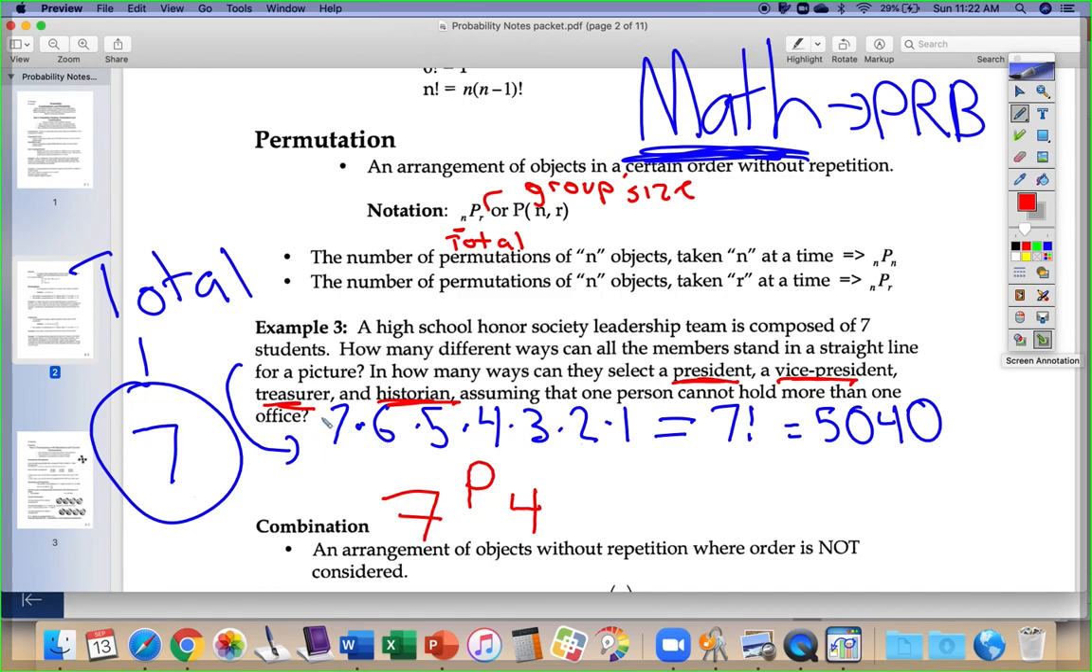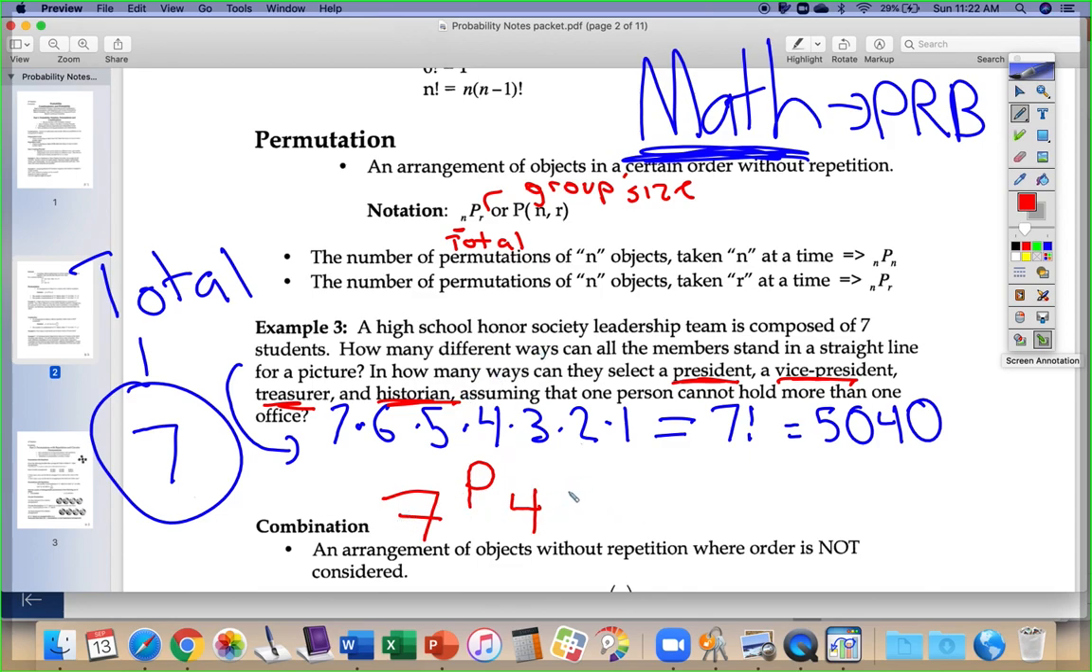What we did here was picking one at a time. Now we're saying from 7 total people, how many ways can you assign 4 roles? Why does that matter? Because once someone gets president, they can't be the vice president. So you're picking 4 at one time. But what it also means is the president, vice president, treasurer, and historian can be the same 4 people, but they change roles. Permutations is the roles are important.